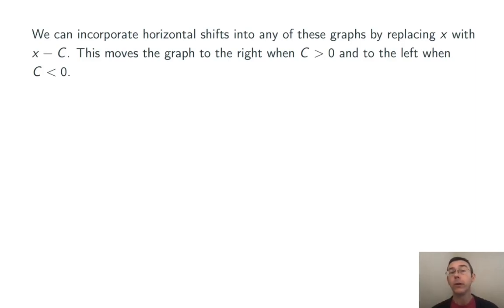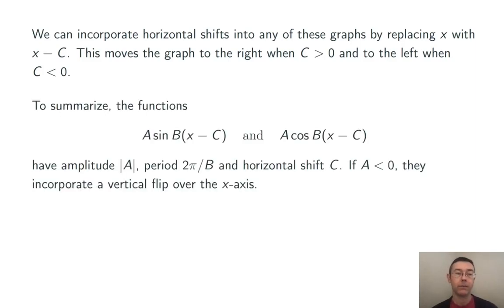We can also incorporate horizontal shifts into any of these graphs by replacing x with x minus c. That's the case for any function. Replacing x with x minus c is going to constitute a horizontal shift. This is going to move the graph to the right when c is positive and to the left when c is negative. Let's have a quick summary of how to sketch sine and cosine functions.